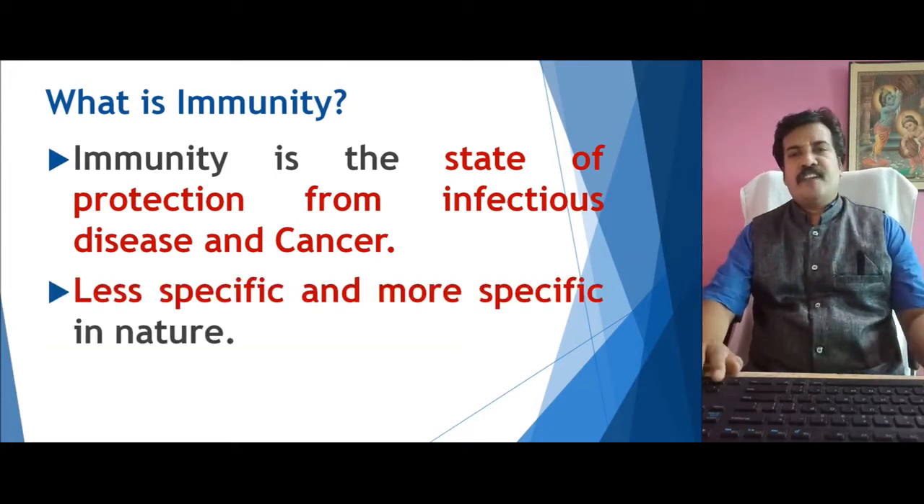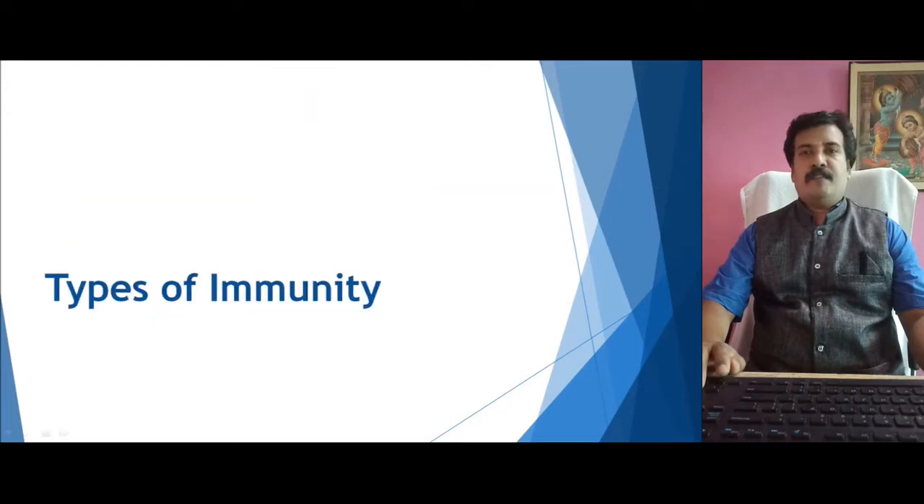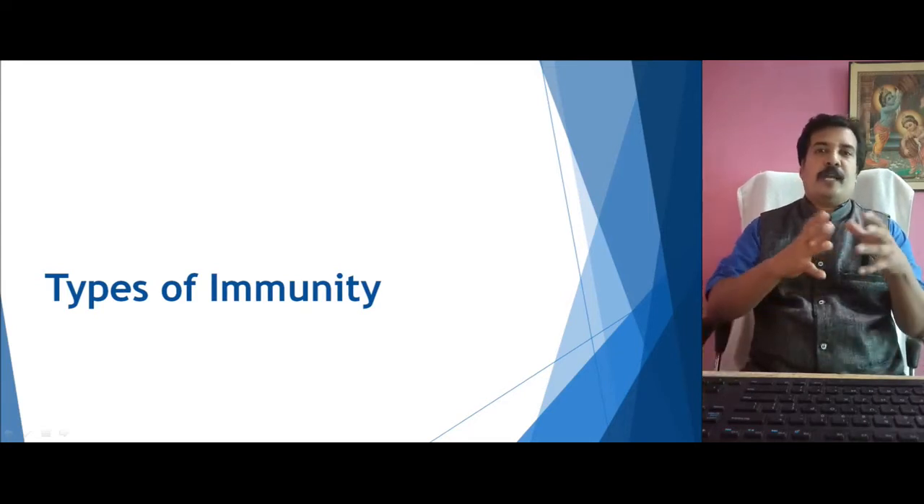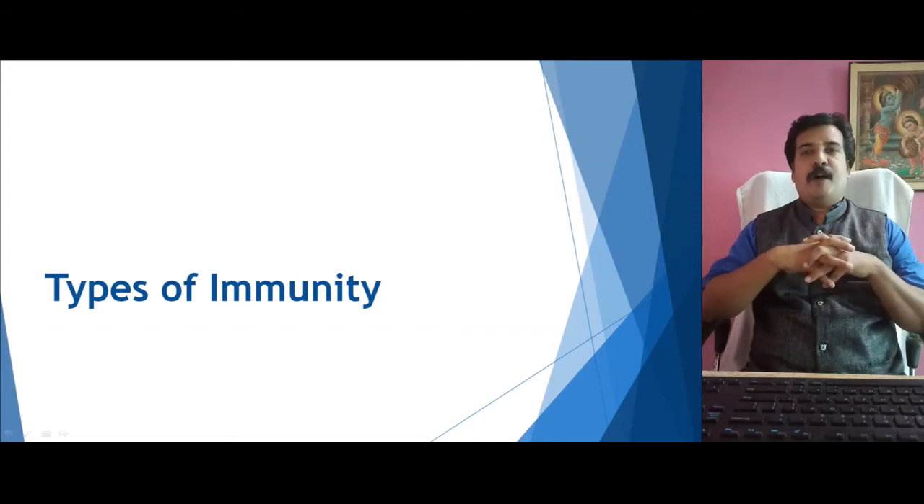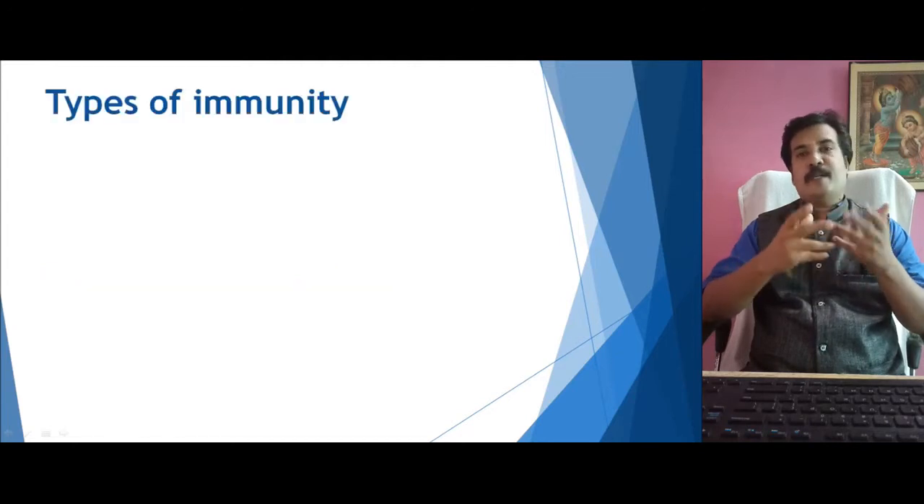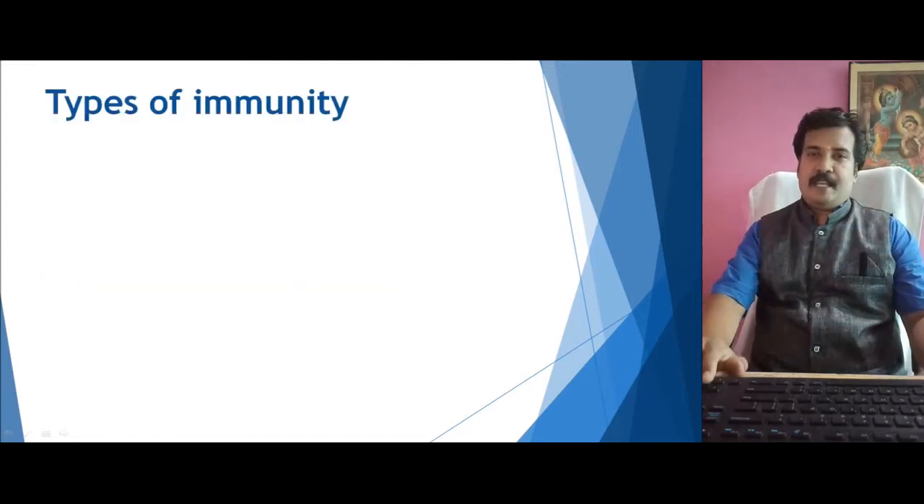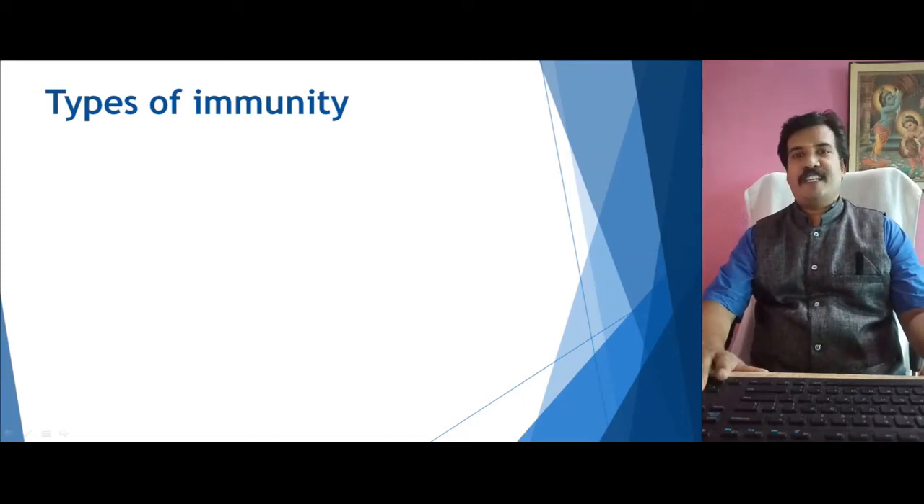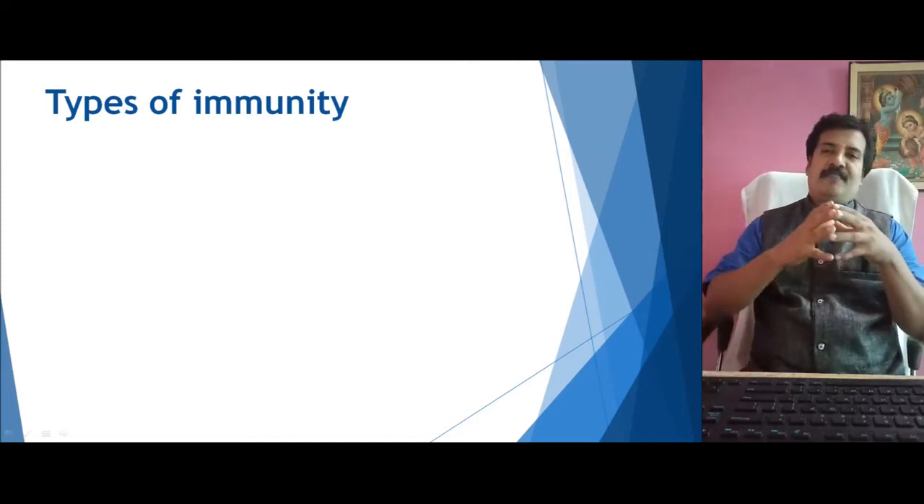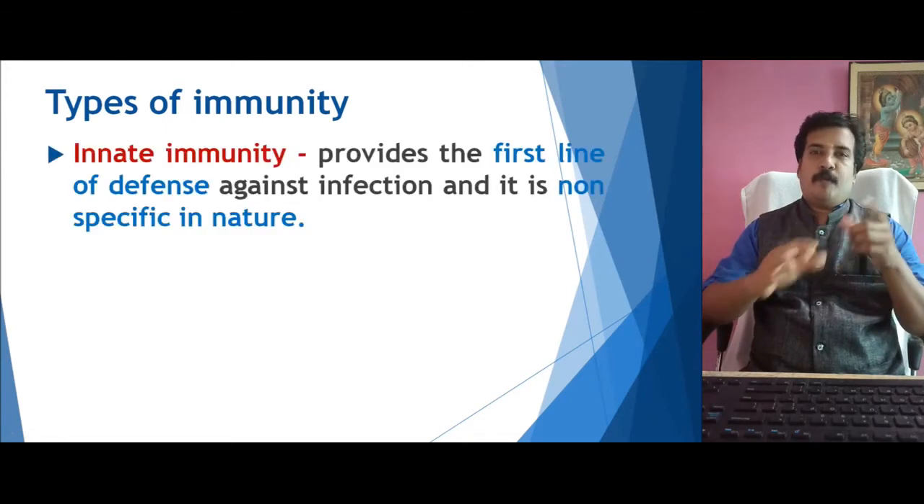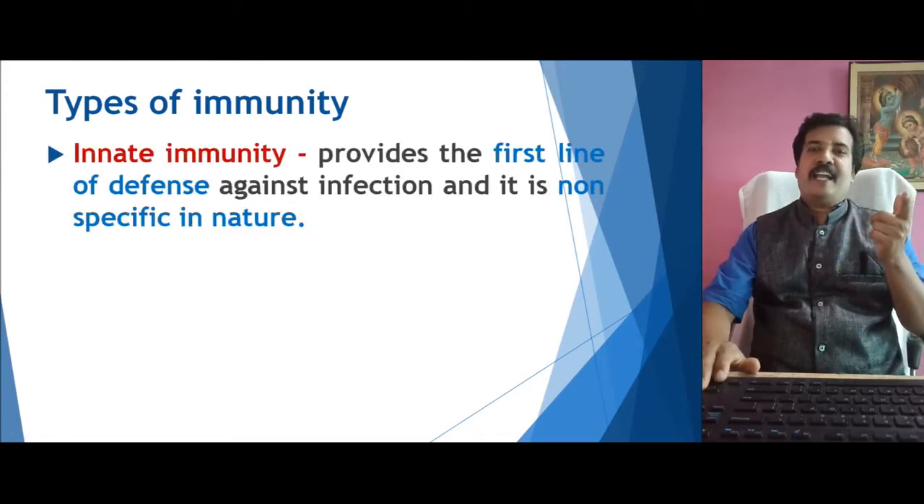So our body's defense mechanism, especially immunity, can be either less specific in nature or sometimes more specific in nature. Based on this only we can classify the immunity. Immunity can be broadly classified into two types. One is based upon the mechanism, how it is protecting our body. Second, we can also classify based on how we acquire immunity. So first we understand the type of immunity based upon the mechanism. We can classify this immunity broadly into two types. One is the innate immunity, second is the adaptive immunity.